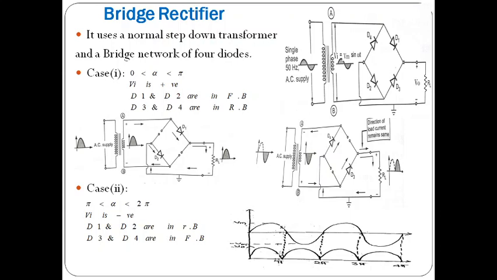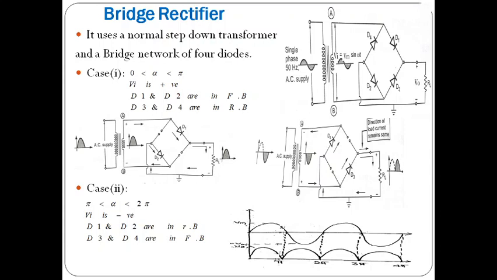Here we are applying a time period of 0 to 2π. It is one cycle. In that, 0 to π is the positive half cycle and π to 2π is the negative half cycle. So here we consider case 1. The time period is 0 to π. Here Vi, the input voltage, is positive, so point A is positive with respect to the negative. Point A is connected to the anode of diode D1 and the cathode of diode D4, and point B is connected to the cathode of diode D2 and the anode of diode D3.